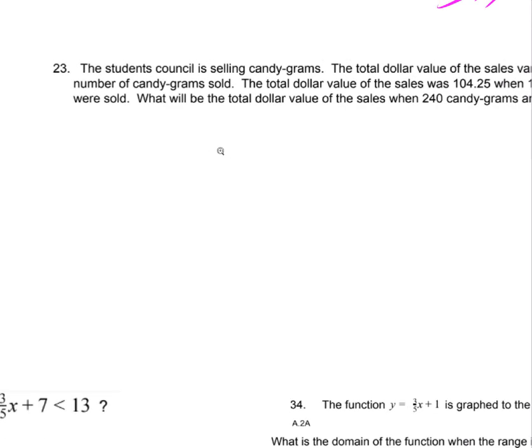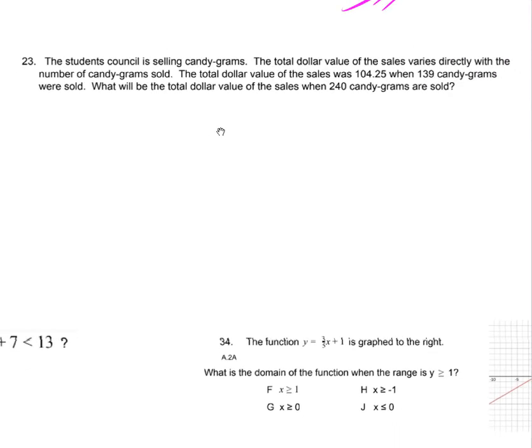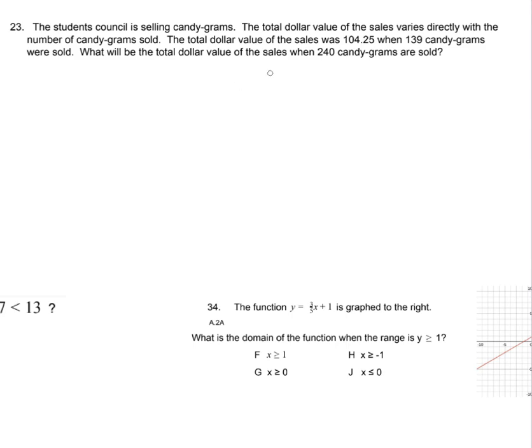The student council is selling candygrams. The total dollar value of the sales varies directly with the number of candygrams sold. The total value of the sales was 104.25 when 139 candygrams were sold. What would be the total dollar value of the sales when 240 candygrams are sold?